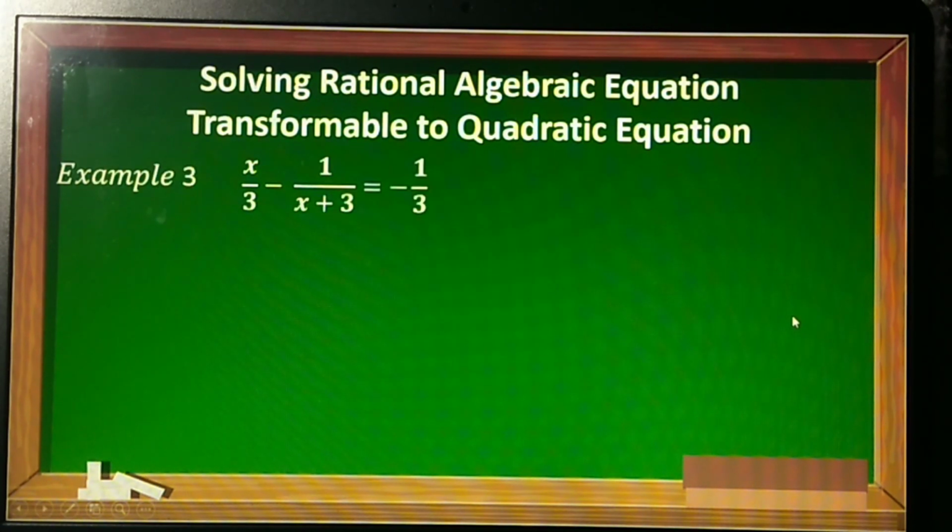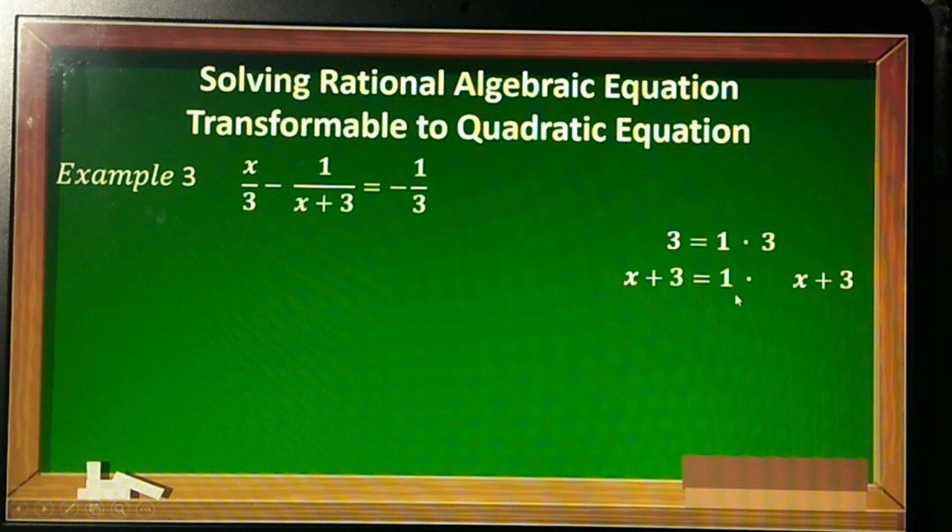Okay, last example, number 3. We have x over 3 minus 1 over x plus 3 is equal to negative 1/3. So, again, mag-focus lang tayo dito sa denominator natin at hahanapin natin ang LCD ng equation na to. So, i-list down lang natin lahat ng prime factors ng mga denominator. So, simulan natin sa 3. Prime factors ng 3 ay 1 times 3. Sa x plus 3 naman, ay 1 times x plus 3.